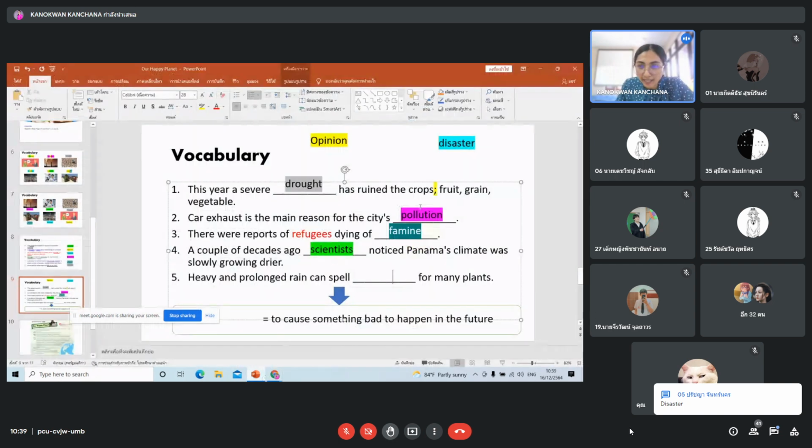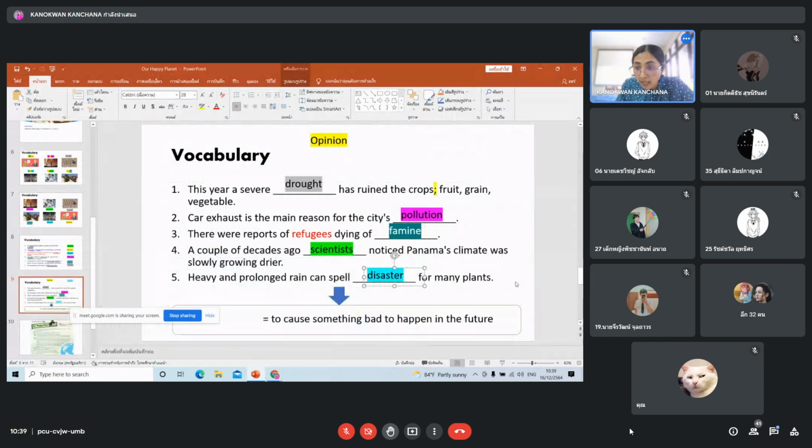So in this one, everyone, that is the disaster. But the thing is, everyone, please have a look at this: heavy and prolonged rain can spell. Take a look at this word. Normally, if I ask Kititat, could you please unmute your microphone? Could you please spell your name? Kittitat Sumiran. K-I. Okay, thank you very much.